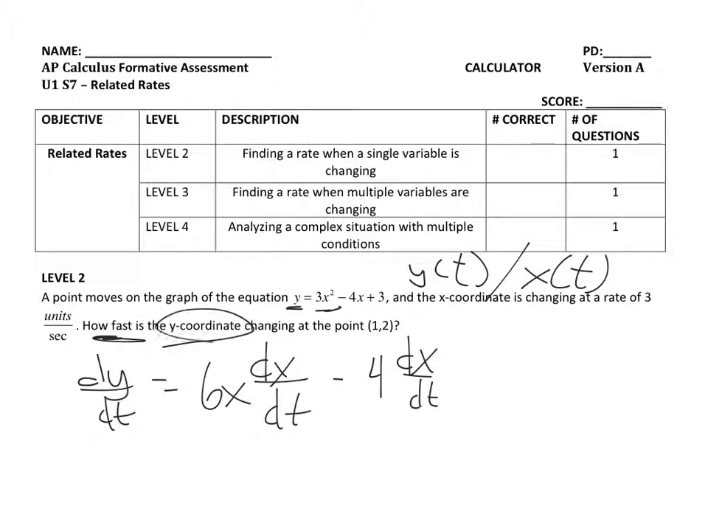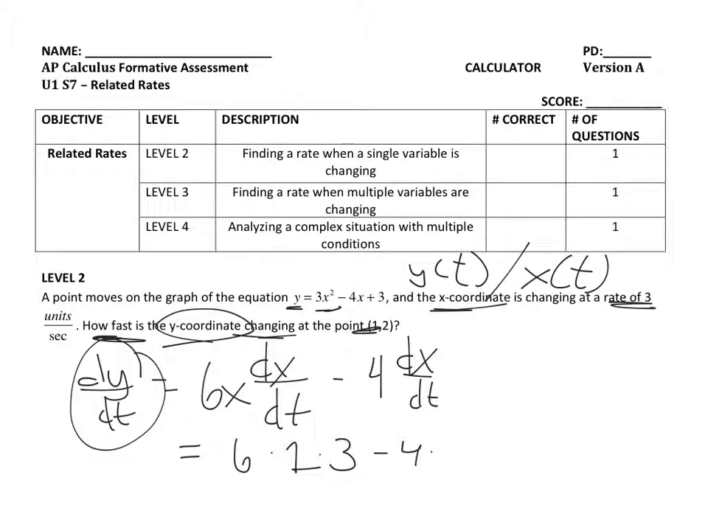What am I trying to solve for? How fast is the y-coordinate changing? So that's dy/dt. What am I given? Well, I need an x value and I need dx/dt. The x-coordinate is changing at a rate of 3, so dx/dt is 3. I'm told that x in this problem is 1. So that leaves me with 18 minus 12, or 6, units per second.